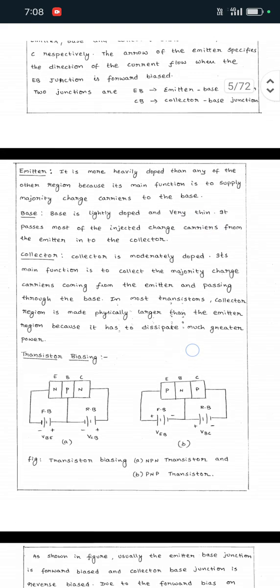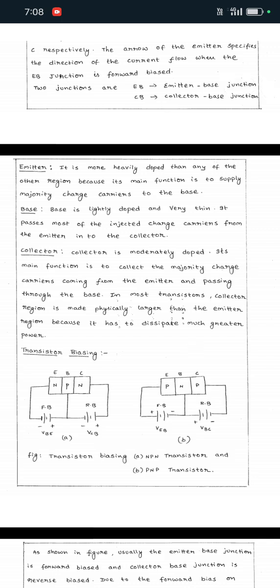Next, moving to the base. The base is lightly doped and very thin. It is used to pass the charge carriers from the emitter to the collector. Next one is the collector. Collector is moderately doped. Most transistor collector regions are made physically larger than the emitter region. Nowadays we mostly use the NPN transistor. Why NPN? Because most of the current flow is due to the flow of electrons, compared to the PNP transistor.